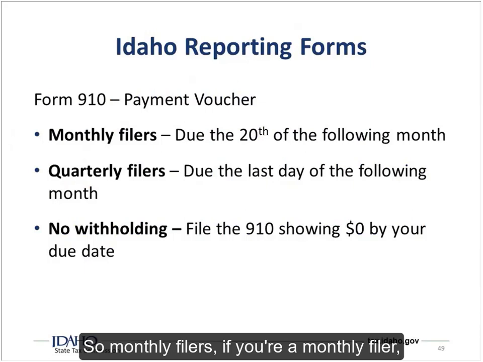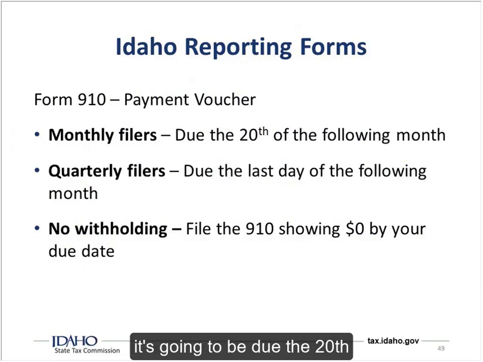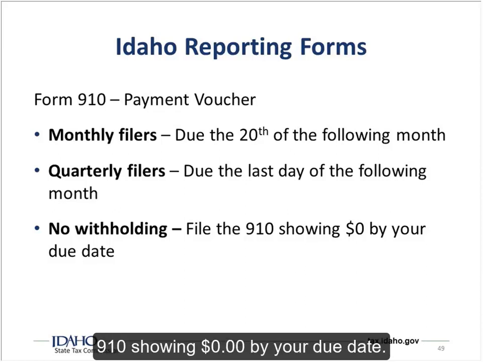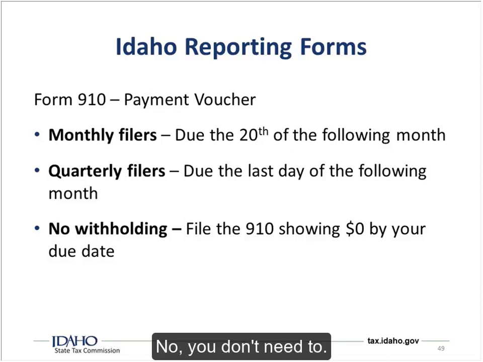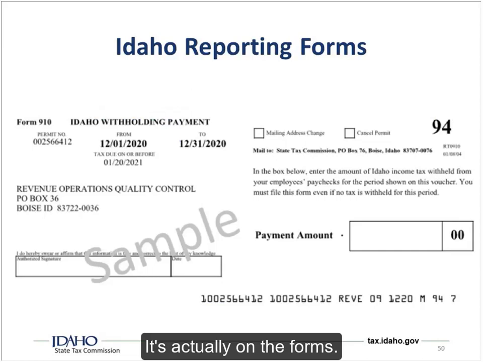So if you're a monthly filer, it's going to be due the 20th of the following month. Quarterly filers, it's due on the last day of the following month. And then file a 910 showing $0 by your due date if you've had no withholding taken out. So are you going to remember this? No, you don't need to. It's actually on the forms.